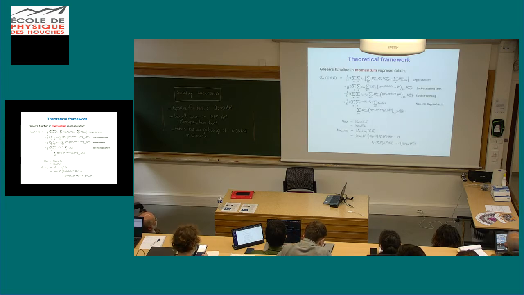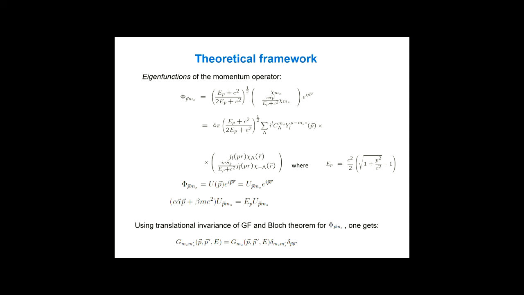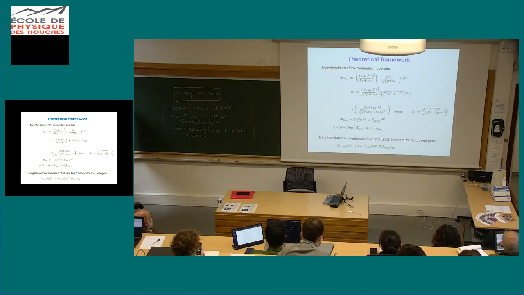So the eigenfunctions of the momentum representation have this form, where these are some spinors. They can be put into this form, where they obey this equation, and by considering that this function obeys the Bloch theorem, and using the translational invariance of the Green function, some delta can be obtained, because we have the two spins ms and ms prime. We get a delta for it, and we have two momenta p and p prime, and we get a delta again.